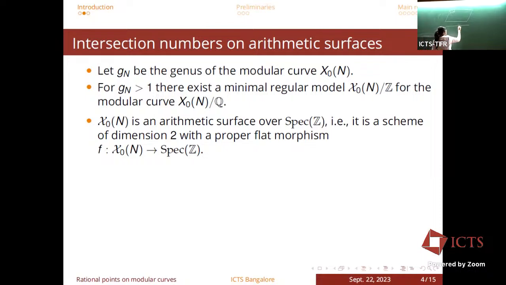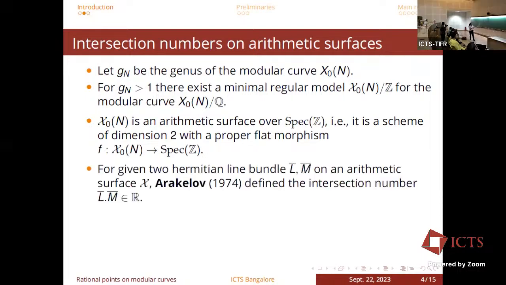For any prime p, the special fiber looks like this, and we can compactify this system by adding a point infinity, and over infinity we have the special fiber Riemann surface.